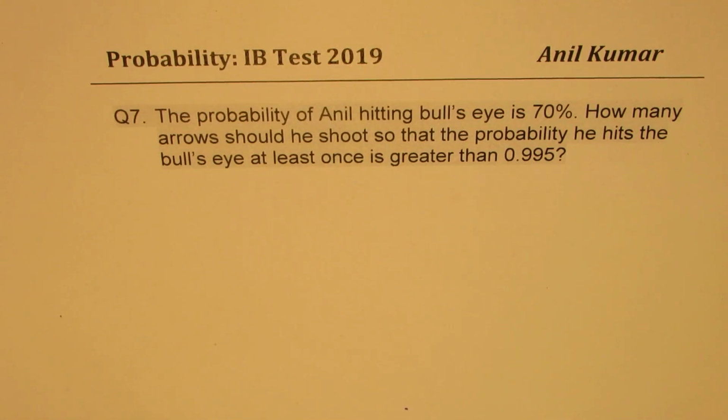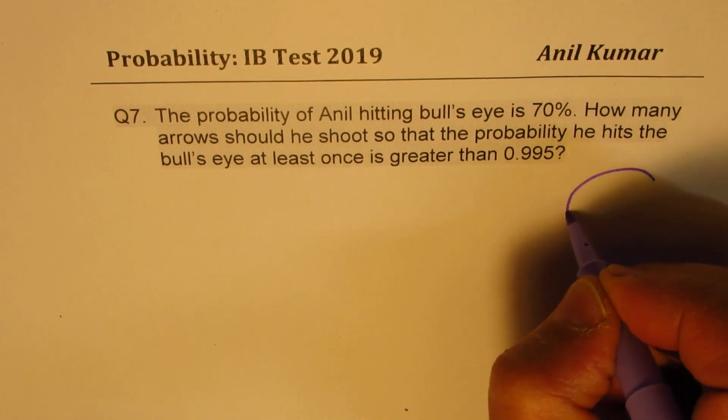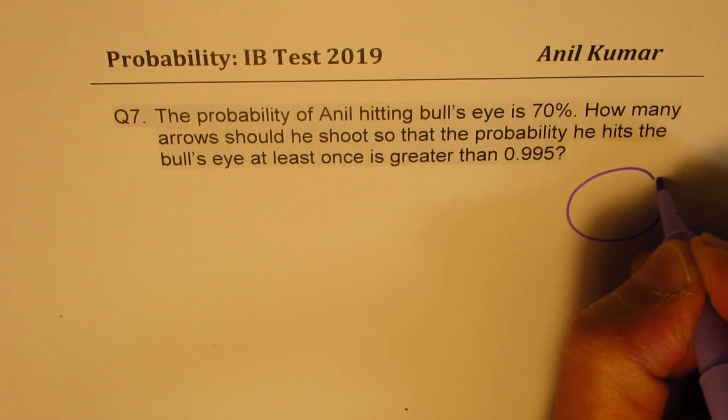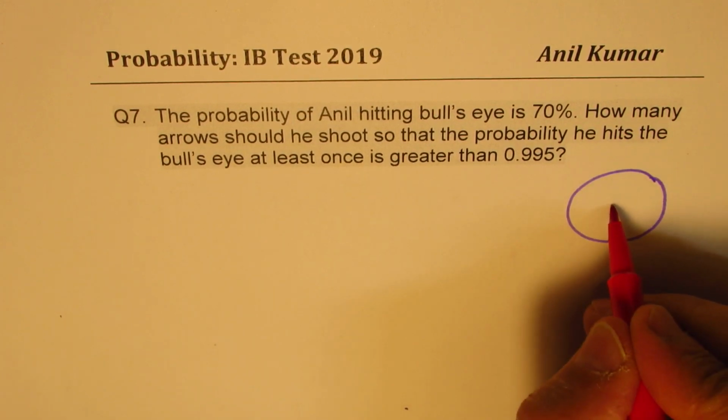Question number 7. The probability of Anil hitting bullseye is 70%. How many arrows should he shoot so that the probability he hits the bullseye at least once is greater than 0.995? Correct? You can always pause the video, answer this question. Here is my suggestion. So we are looking at this target, right? So we have to hit this point.